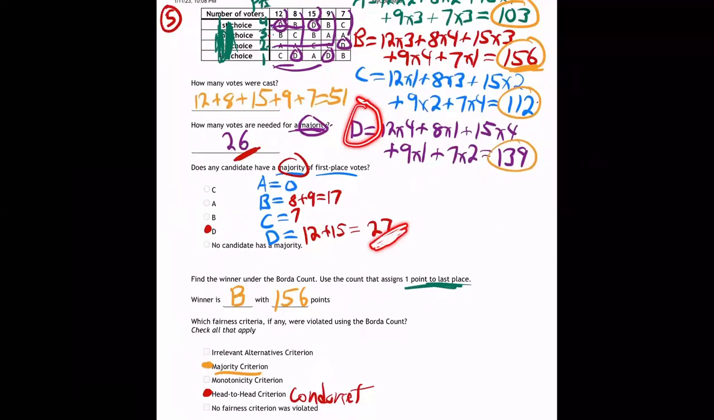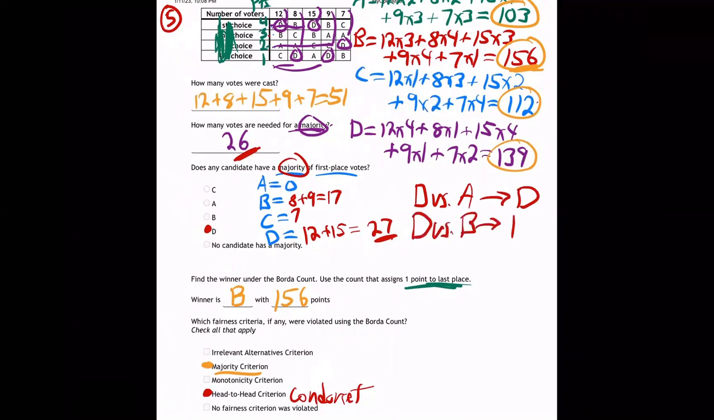So if you put up D against A or B or C in a head-to-head matchup, if I did D versus A, D would win. Why? Because D has more than half. If I did D versus B, who would win? D would win because D has more than half. If I did D versus C, who's going to win? Well, D would win because D has more than half. If you have more than half, then the other guy has less than half, right?